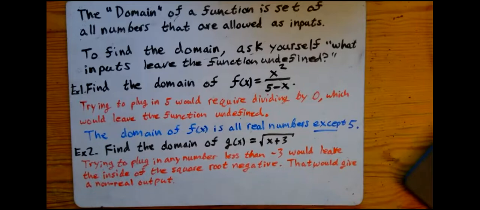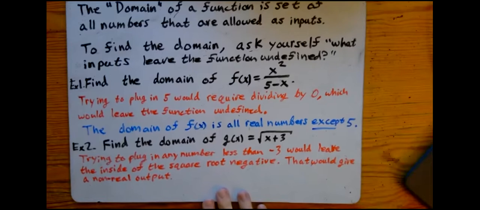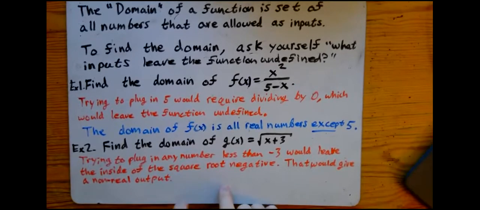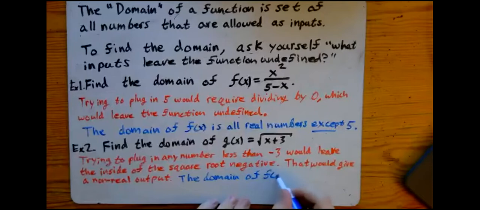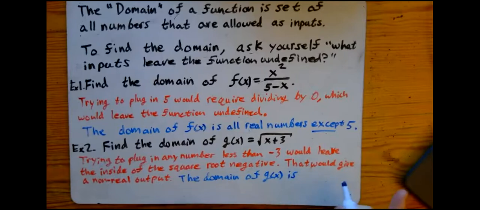So, what's the domain? The domain is therefore every number greater than or equal to negative 3. Remember, negative 3 itself is allowed because the square root of 0 is perfectly well defined. So the domain of g of x is, and this is where our interval notation comes into play, the set of numbers starting at negative 3 and then everything bigger than it.